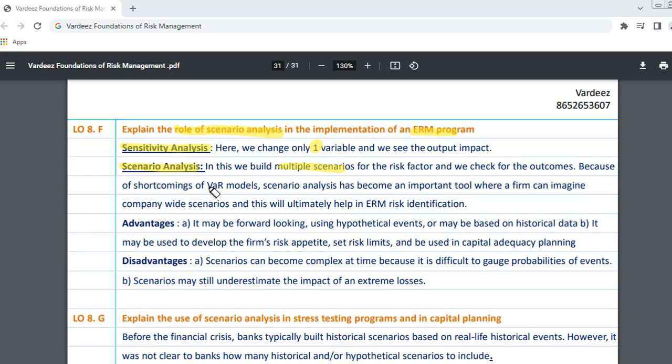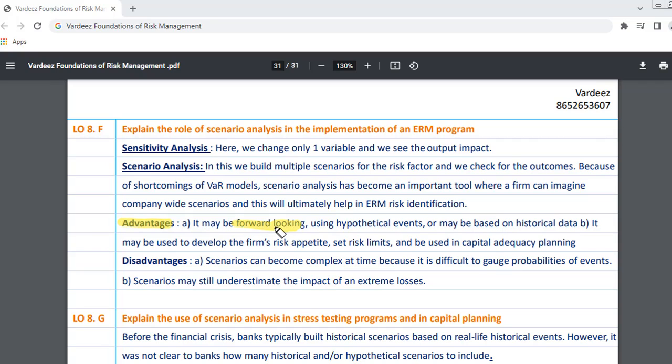Now we know VAR models have their own shortcomings. They don't tell us losses beyond this particular VAR level. So scenario analysis actually becomes an important tool where the firm can imagine company-wide scenarios, and this will ultimately help in the ERM risk identification. Talking about the advantages of scenario analysis, it may be forward-looking.